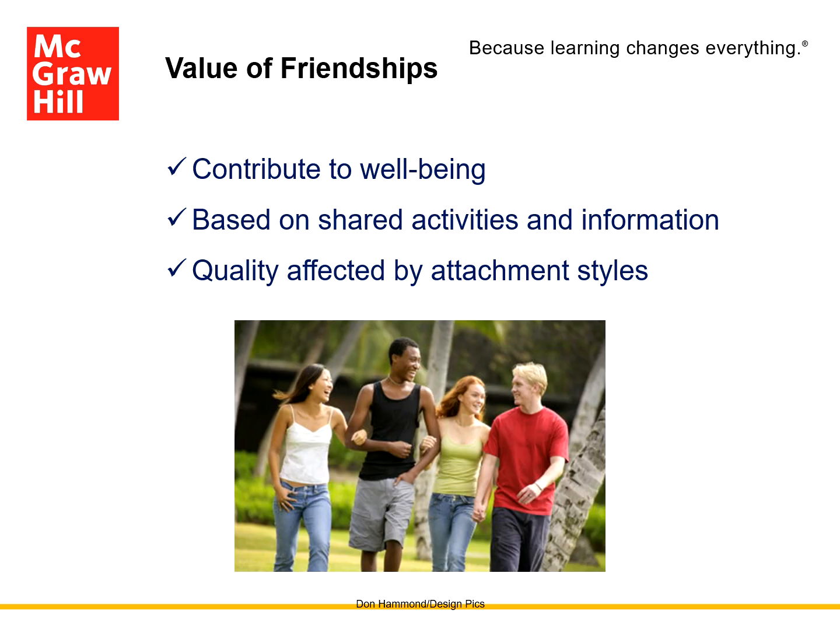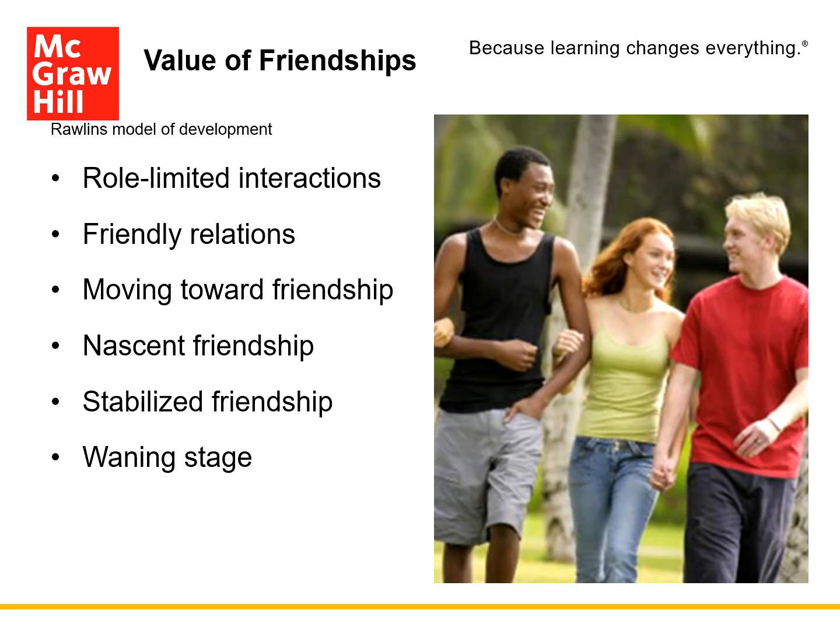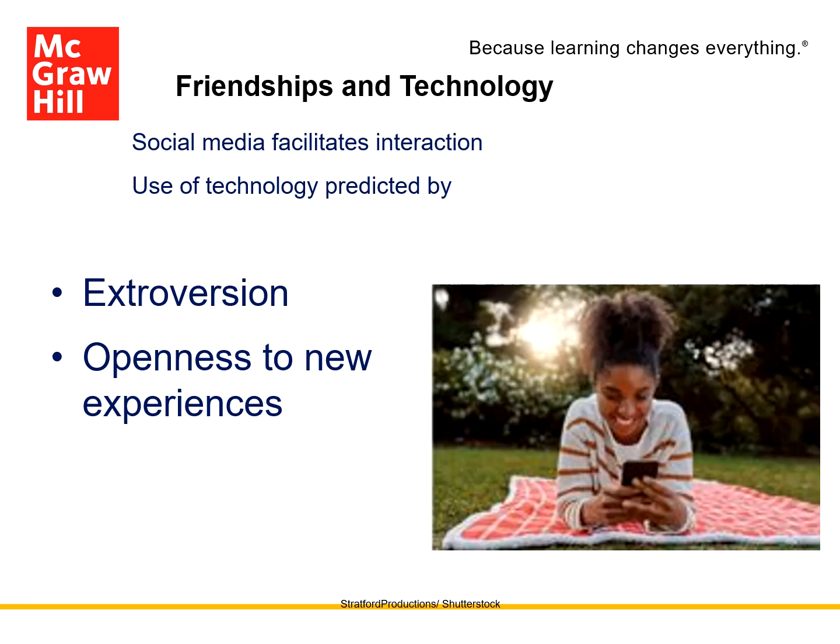So you value friendships and you contribute to the well-being of others, and interpersonal relationships are based on shared activities and the quality is affected by attachment styles. So we all have an attachment style. And so we have role-limiting interactions, which means that you don't go beyond certain boundaries. There are friendly relationships, and then there are relationships that are moving toward friendly relationships. There are nascent friendships, stabilized friendships, and the waning stage of friendships. And this is when maybe the friendship is not working out anymore and you may have to move on.